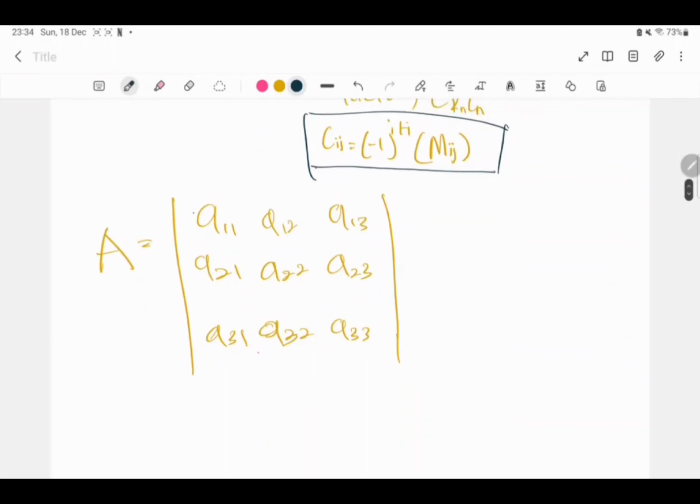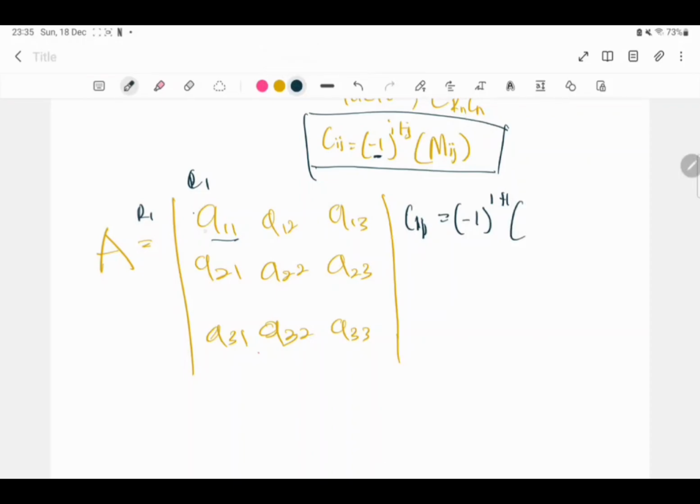Okay, we go to the example, which is A11. For A11, we know it is row 1 and column 1. So first we find the cofactor of row 1 and column 1, or element A11. First we look at the formula, which is minus 1 to the power of i plus j, which is 1 plus 1, times the minor.